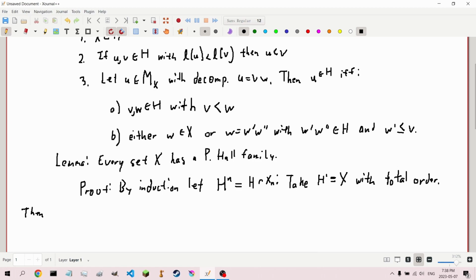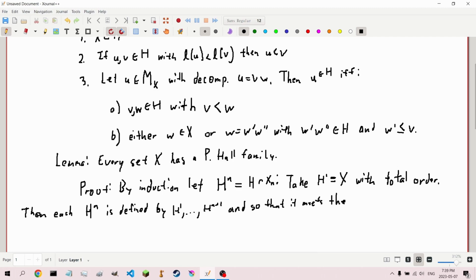Then each H^n is defined by H^1 through H^(n-1), so that it meets the three conditions above, for elements of length less than or equal to n minus 1.